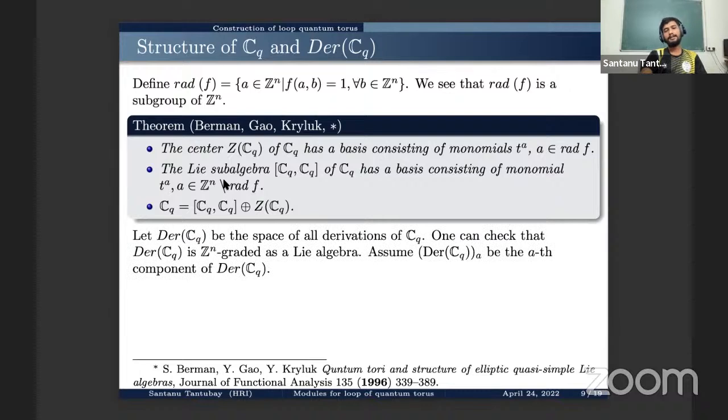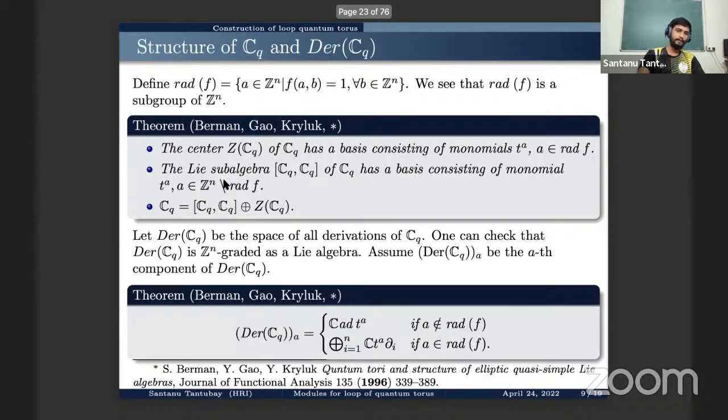And now suppose del CQ is the space of all derivations of CQ, and one can check that del CQ is Zn graded as a Lie algebra, and assume del CQ of A is the A-th component of del CQ. Then in the same paper, they prove that the A-th component of del CQ is equal to C times ad t^A if A is outside the radical of f, and it is equal to the C linear span of t^A del i if A is in the radical of f.